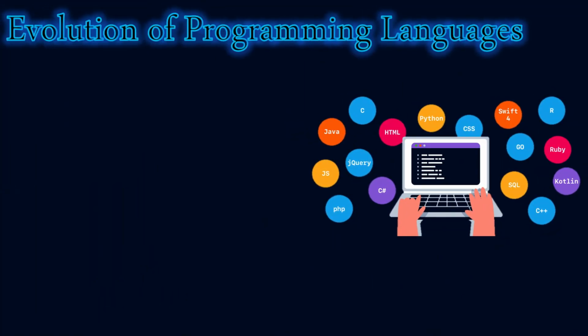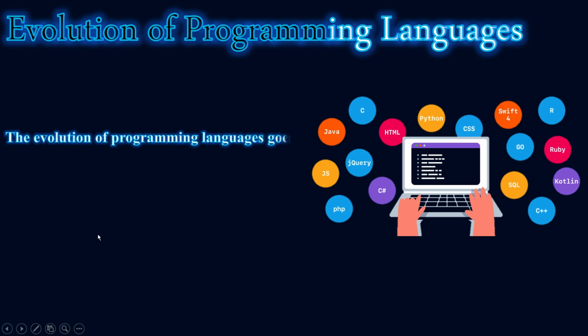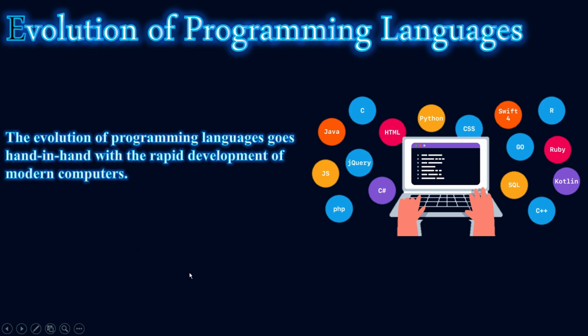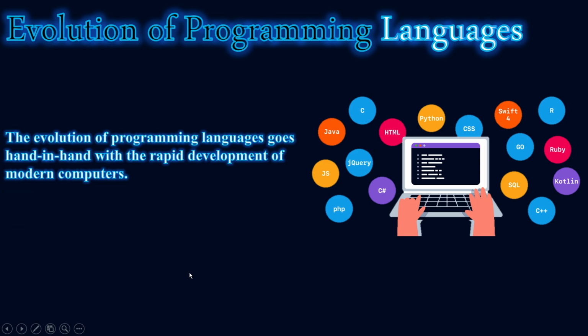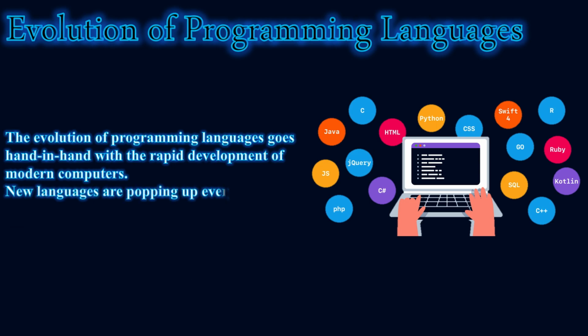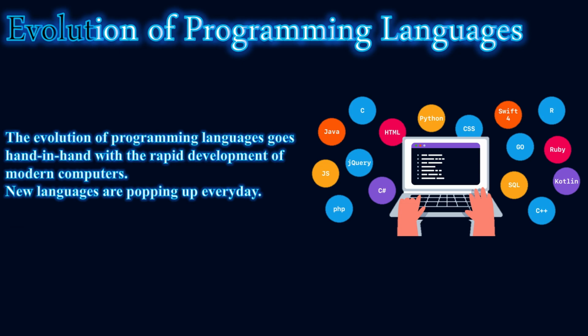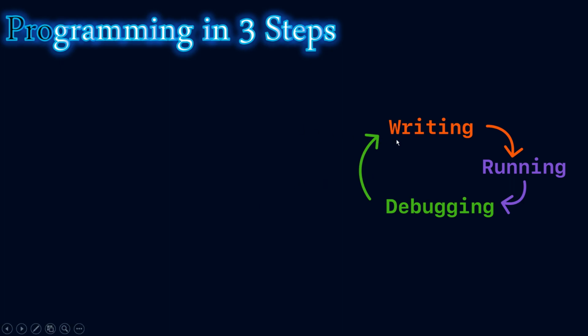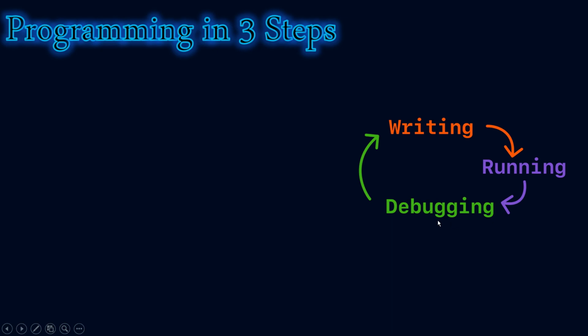Evolution of programming languages. The evolution of programming languages goes hand in hand with the rapid development of modern computers. New languages are popping up every day. So programming and coding has three main steps: writing the code, running the code, and debugging. Debugging means finding the errors and fixing them, and also writing the code, running it and fixing it.